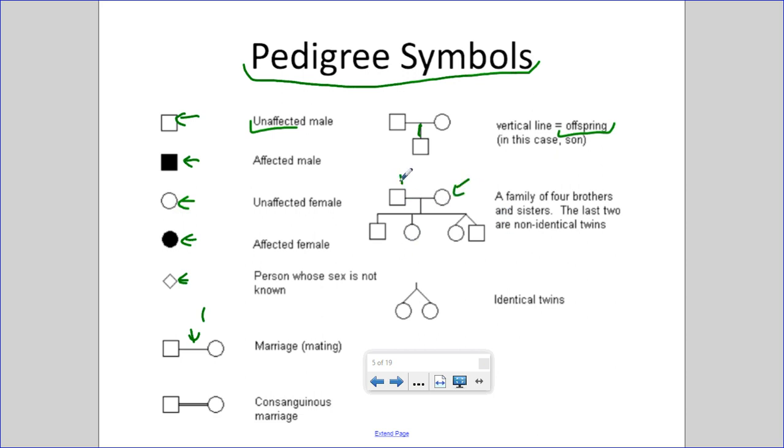So here we have a male, we have a female. There has been a marriage or mating that has occurred, and it has resulted in children from that marriage. So here we have one brother, a sister, and then there were a set of twins produced from that. If you have two lines stemming from the same origin, this indicates twins. In this case, there was a female and a male twin. Now, in the event that there are identical twins, they should be the same symbol.